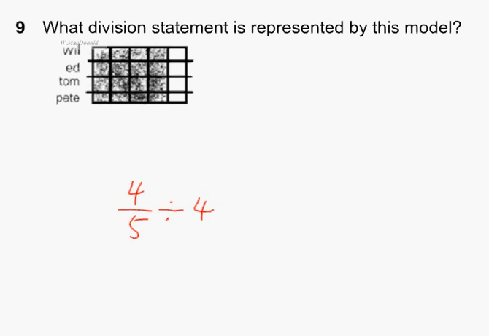Okay? And as a result, instead of having a denominator of 5, I now have 1, 2, 3, 4, 5, 6, 7, 8, 9, 10. I have a denominator of 20, and Will, or each person, will get 4/20.